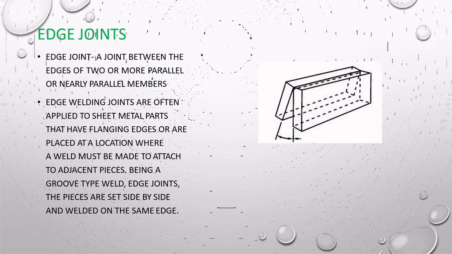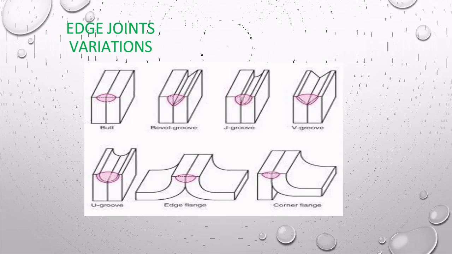So, here are the H joint variation. Number 1, butt. Number 2, bevel groove. Number 3, J groove. Number 4, V groove. Number 5, U groove. Number 6, H flange. And number 7, corner flange.